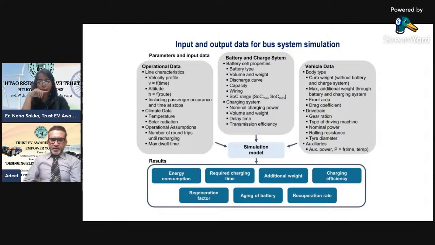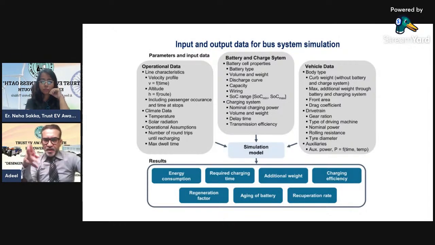Okay, so here we are coming to another thing: input and output data for bus system simulation. Now you see again operational data, line characteristic, velocity profile, altitude, passenger occupancy, climate data, temperature, etc. Battery and charge system: battery cell properties, battery type, volume and weight, as I told you, discharge curve, capacity, wiring, SOC, charging system. Then the vehicle data itself has body type, curb weight, maximum additional weight, front area, drag coefficient, drivetrain. When you put these into the simulation model, it gives energy consumption, required charging time, additional weight, charging efficiency, regeneration factor, aging of battery.